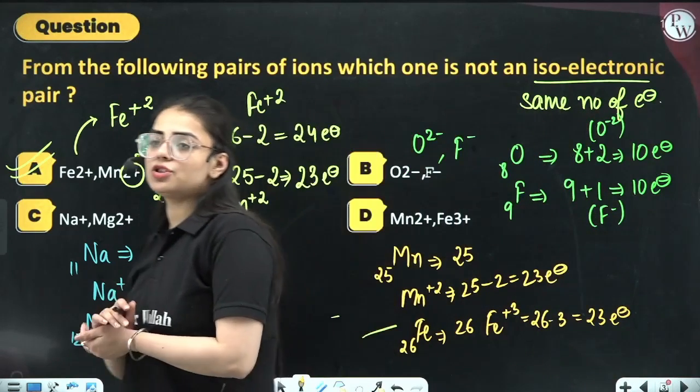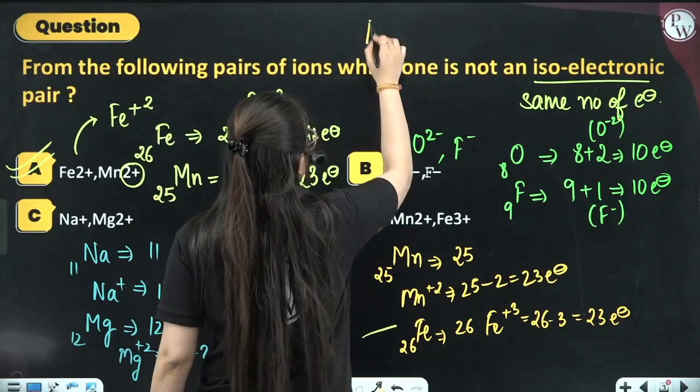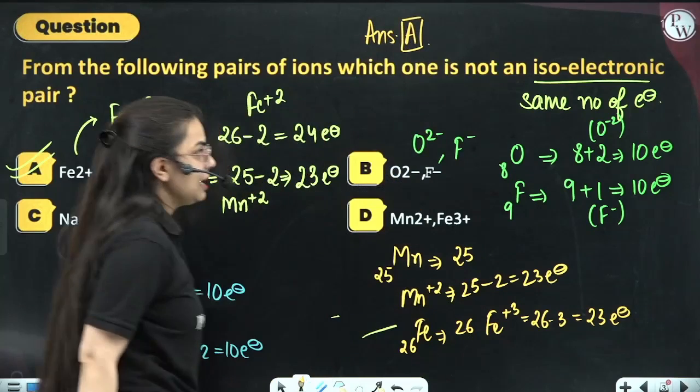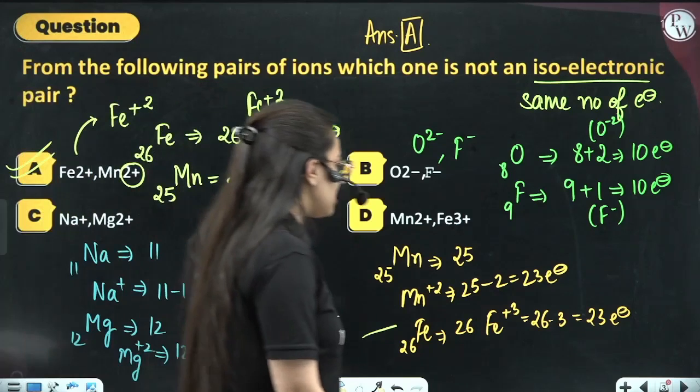So, which of the following is not an isoelectronic species? That is going to be our option number A. Hence, answer comes out to be option number A. Is it clear to you, people? Can we move on to the next question of ours if you have done this? Shall we move on to the next question of ours? Yes, my shimmering stars. Okay.